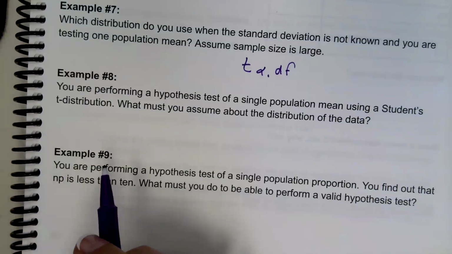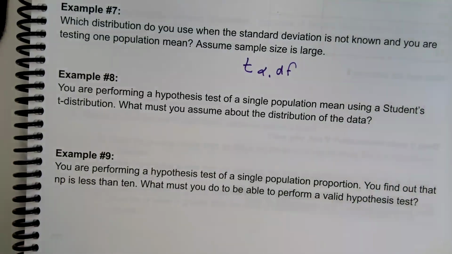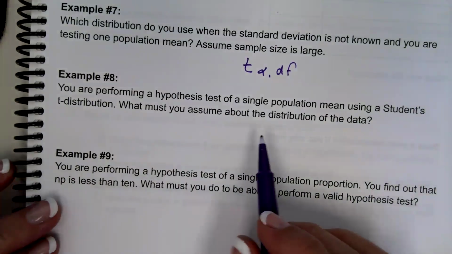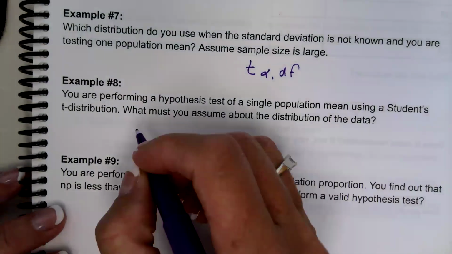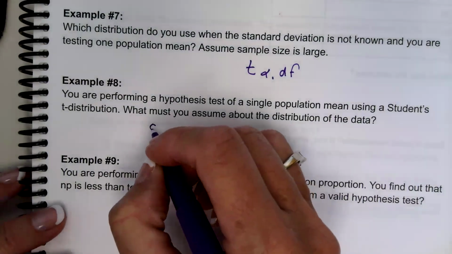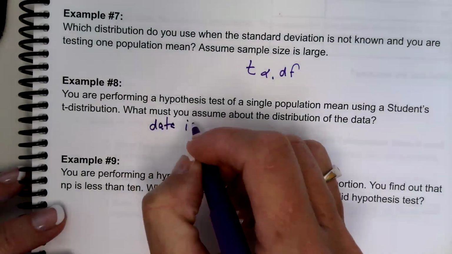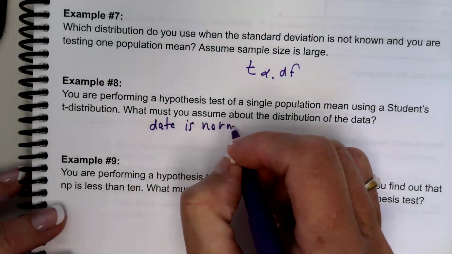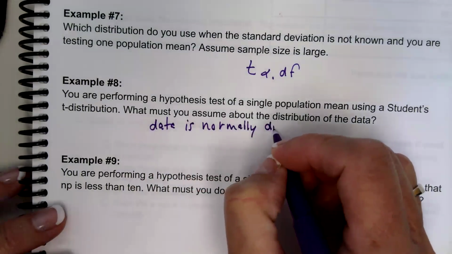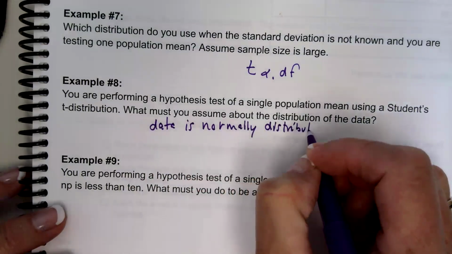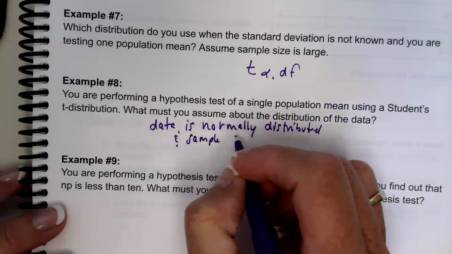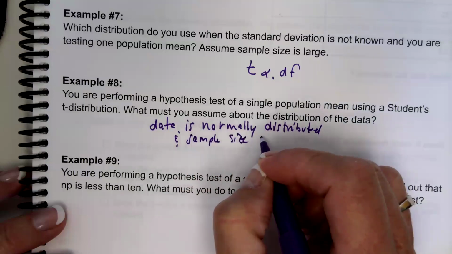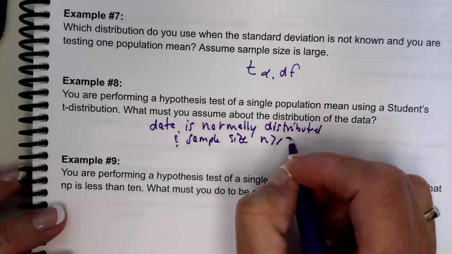Example 8 says, you are performing a hypothesis test of a single population mean using a student's T distribution. What must you assume about the distribution of the data? We know that we're using a T distribution, so we must be assuming that our data is normally distributed and the sample size is greater than or equal to 30.